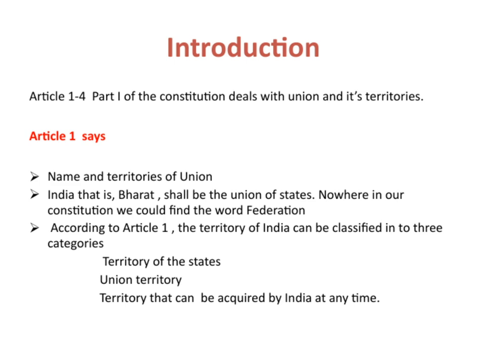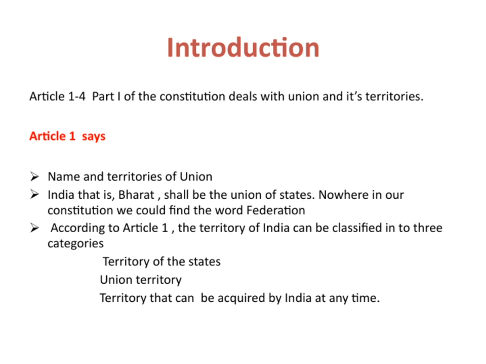According to Article 1, the territory of India can be categorized into three main parts. First, the territory of the states, which are the regions governed by the individual state governments. Second, the union territories, which are directly governed by the central government. And third, there is a category for territory that can be acquired by India at any time, meaning land that can be gained through agreements or other legal means in the future.